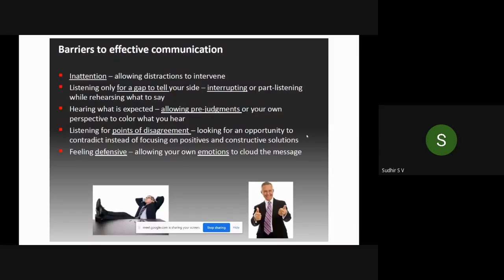Barriers to effective communication. This is standard stuff. Inattention, interrupting, allowing prejudgments, deciding beforehand only, listening for points of disagreements. How can you fight? Feeling defensive, right? So these are some of the main barriers when you receive feedback. Okay, once you have gotten the feedback, now what happens?